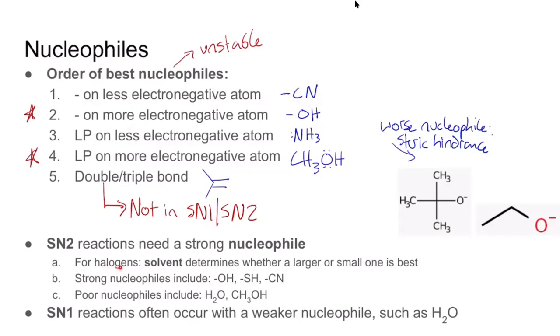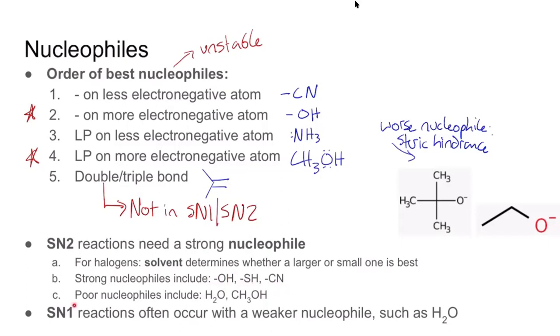For halogen nucleophiles and SN2 reactions, as I showed earlier, sometimes Cl-, I-, Br- can act as nucleophiles. The solvent determines whether a larger halogen or a smaller halogen is best, so don't worry about that too much for now, since we haven't talked about solvents yet. Just a list, as we said, strong nucleophiles would include OH-, SH-, CN-. These are all given in order from the worst nucleophile to the best nucleophile. But those are the nucleophiles you would want for a backside attack, as I said earlier.